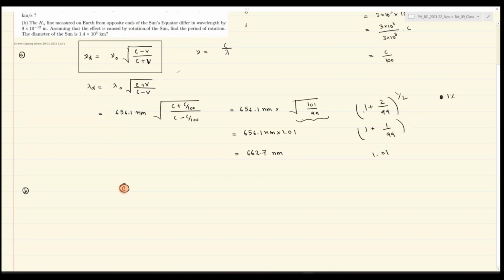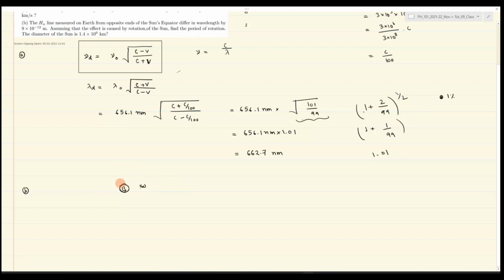Suppose this is the axis, out of the plane, along with omega. So this shift is basically caused because of this rotation. It is given, and the diameter of the Sun is also given, and we want to know what is the time period of rotation.